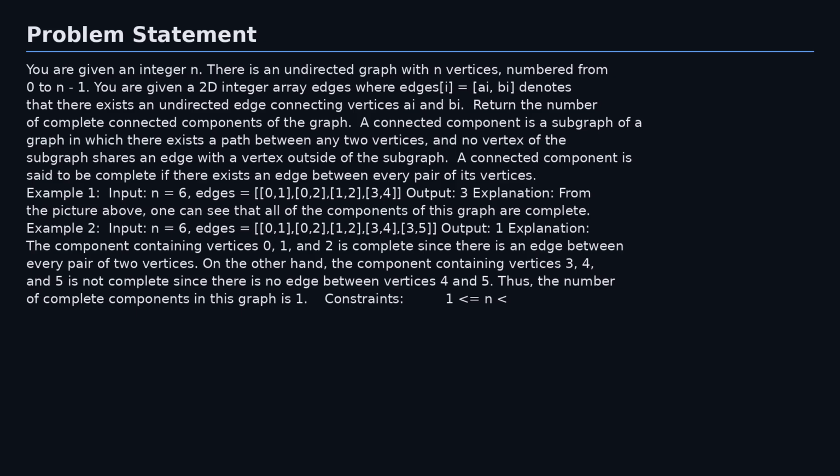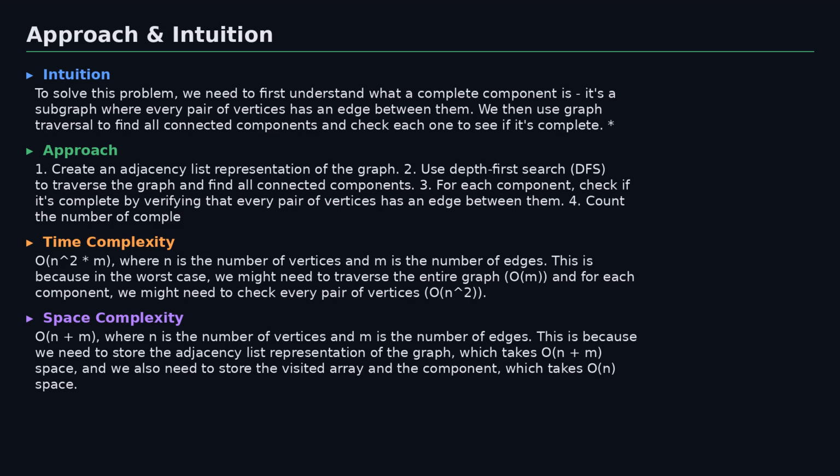To solve this problem, we need to understand what a complete component is. Think of it like a social network where every person knows everyone else. If you take any two people, they're friends with each other. That's what we're looking for in this graph. We need to use graph traversal to find all connected components and then check each one to see if it's complete. It's like finding all the cliques in a social network.